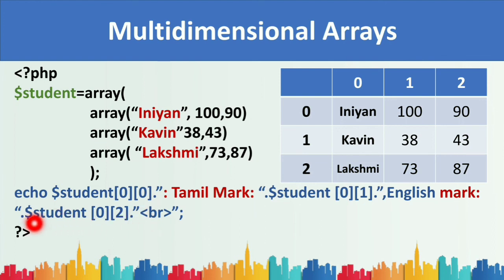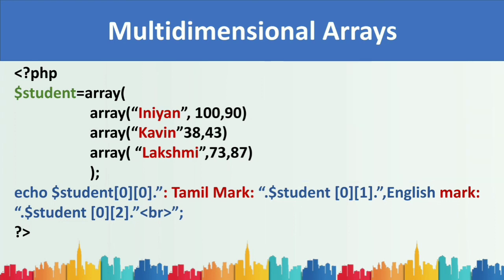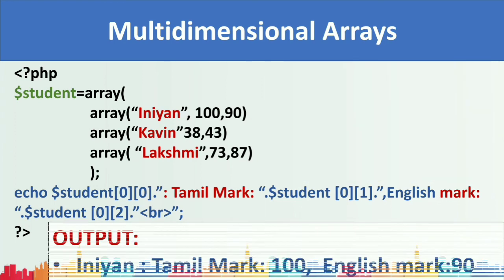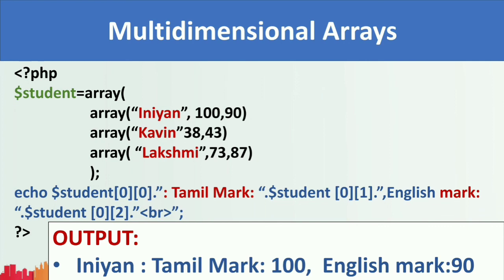We have come to the end of the program. So let's see the output. So look at the output. Inian Tamil marks 100, then comma English marks 90. So this is the way to write the data. So just draw the table, that is the rough work. You will find it easy when you draw the table. While writing the output, it is very easy to write.